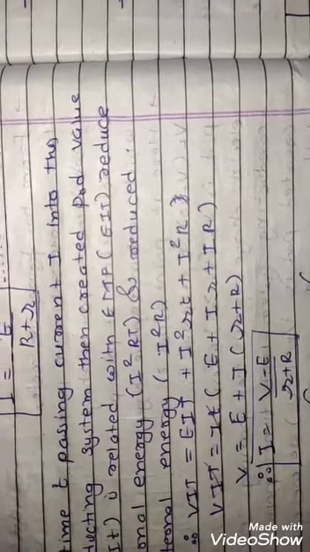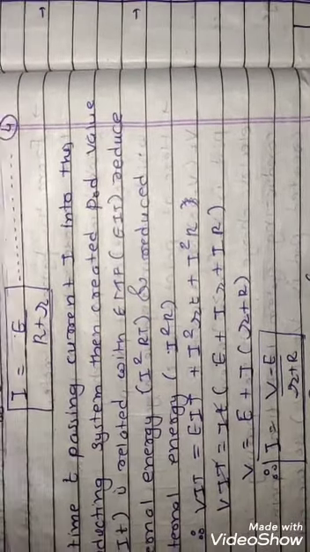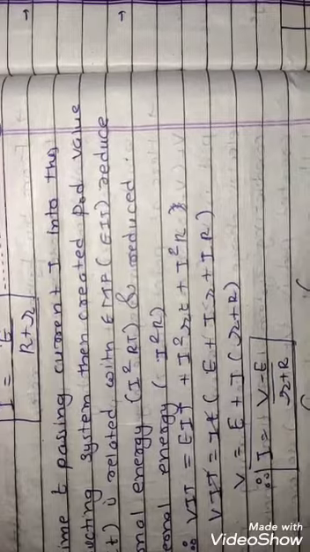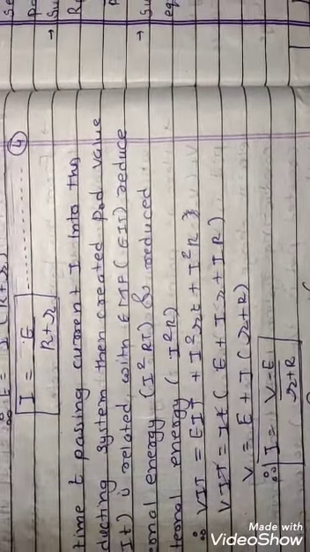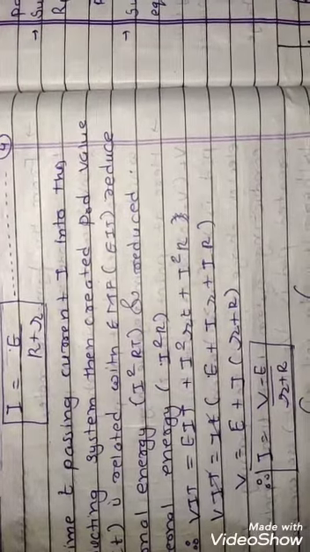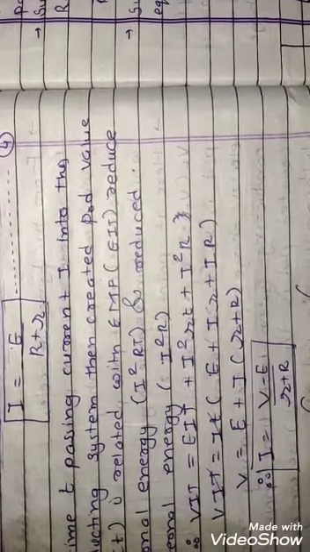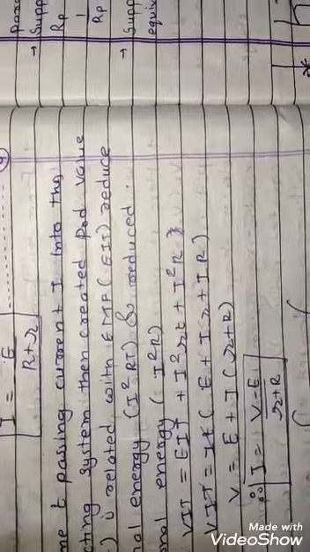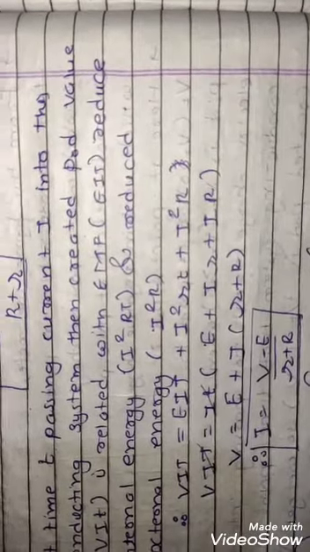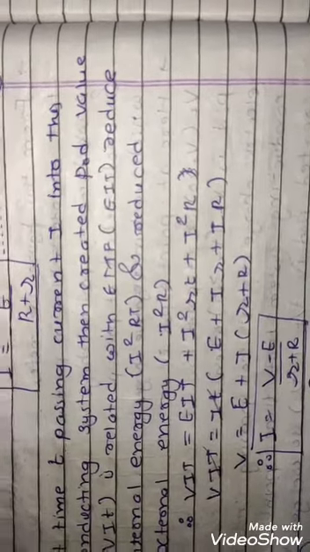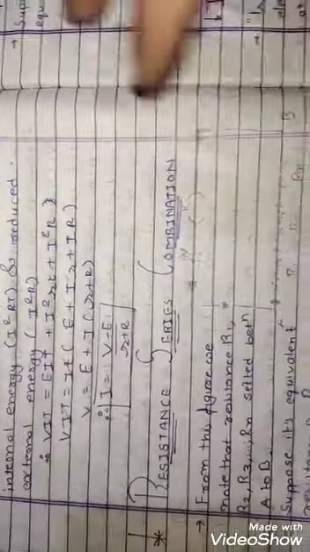Okay guys, it's very difficult, but you want to know what is EMF, what is current when passing, what is potential difference when current is passing in external field or in internal field. Okay, what we will get? I is equal to E upon R plus r.